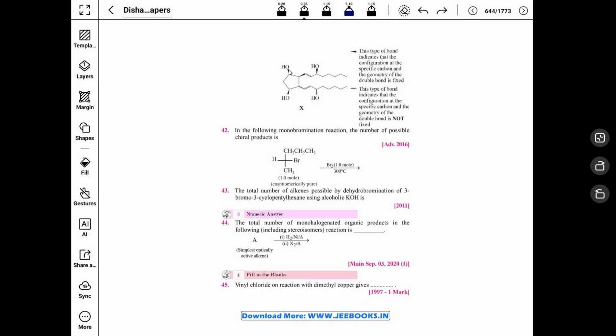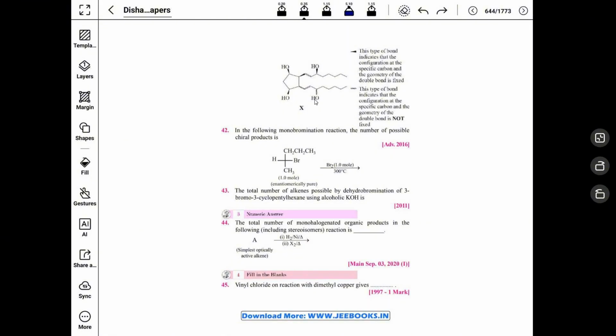Okay, so we can see that this hydroxy is above the plane, this is also above the plane, and this is also above the plane, and the configuration at this carbon is also above the plane with the trans geometry. And they are saying that this bond, which is a wavy bond, means the configuration at the specific carbon and the geometry of the double bond is not fixed. So this configuration, whether it is cis or trans, is not fixed, and the configuration at this chiral center is also not fixed, and the same for hydroxy. So we have to think how many possible stereoisomers it can have and how many of them are optically inactive.